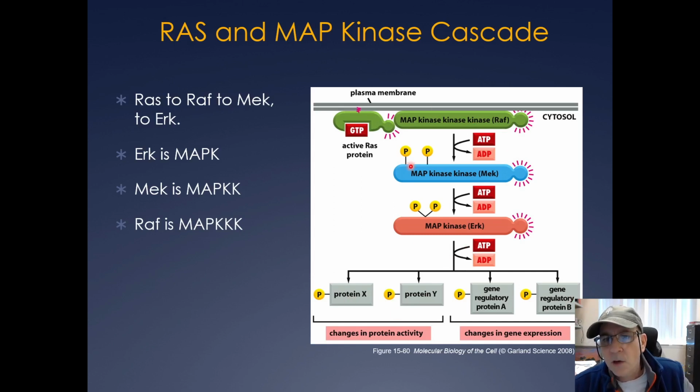This MAP kinase cascade, I'm sure you have all seen at some point in time. RAF is a MAP kinase kinase kinase. So once RAS activates it, the MAP kinase kinase kinase becomes active and phosphorylates the MAP kinase kinase, and then that phosphorylates the MAP kinase, which can go on to phosphorylate proteins that can either elicit a change in activity or change gene expression.